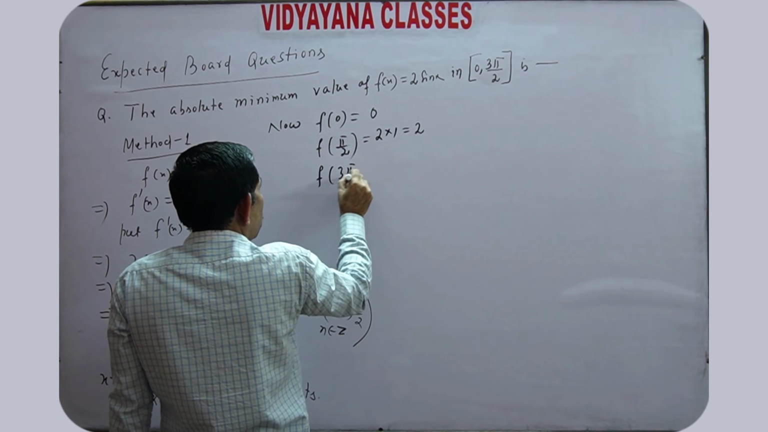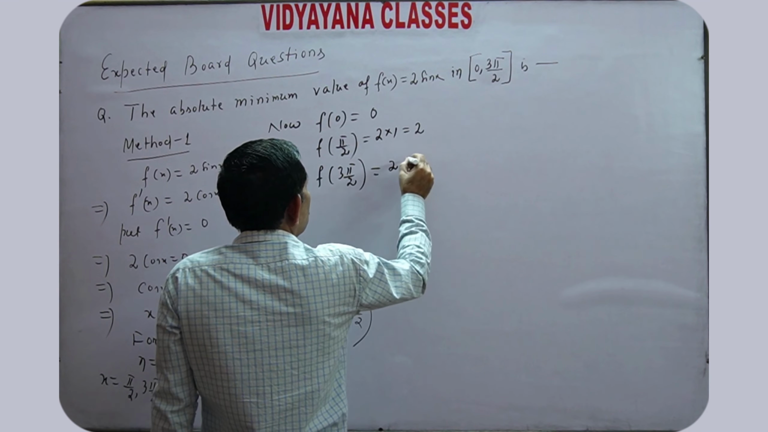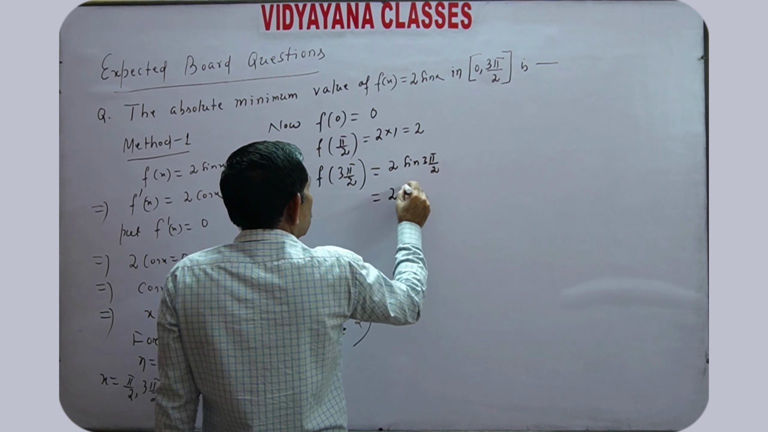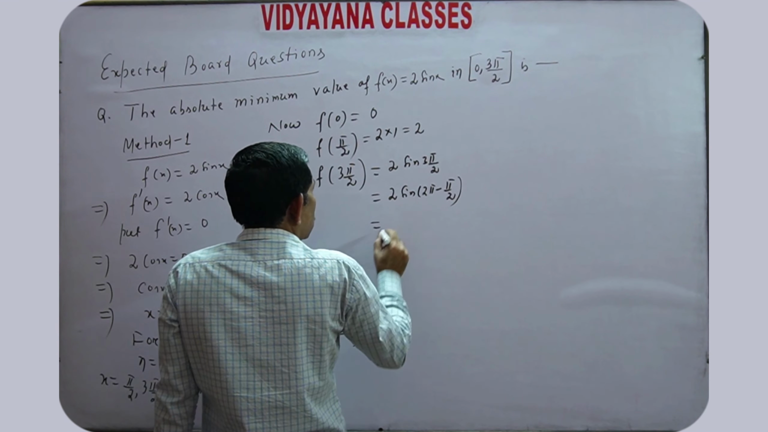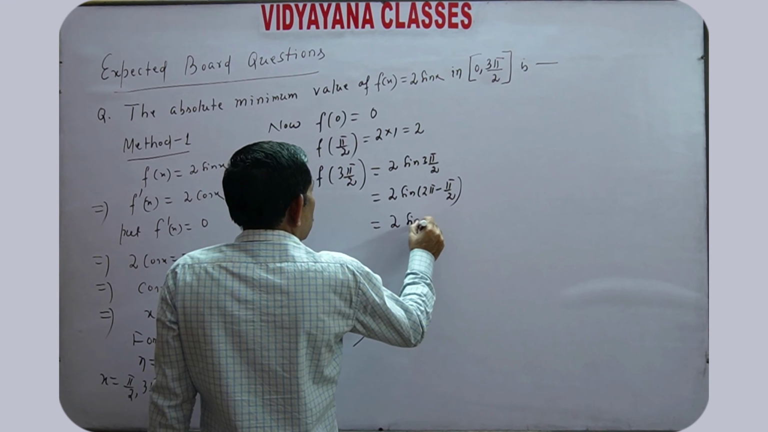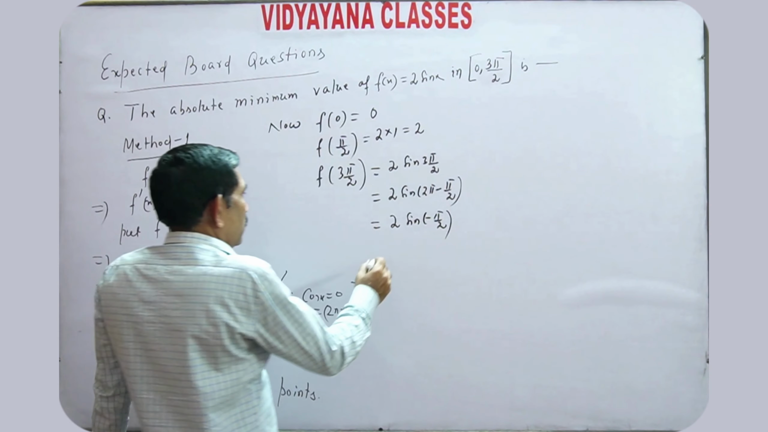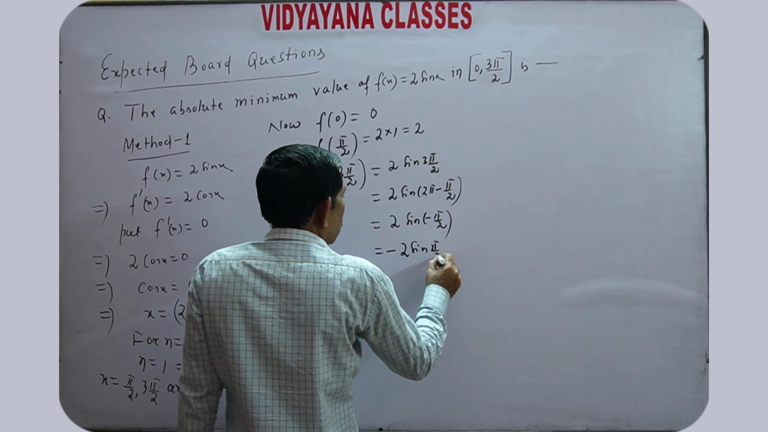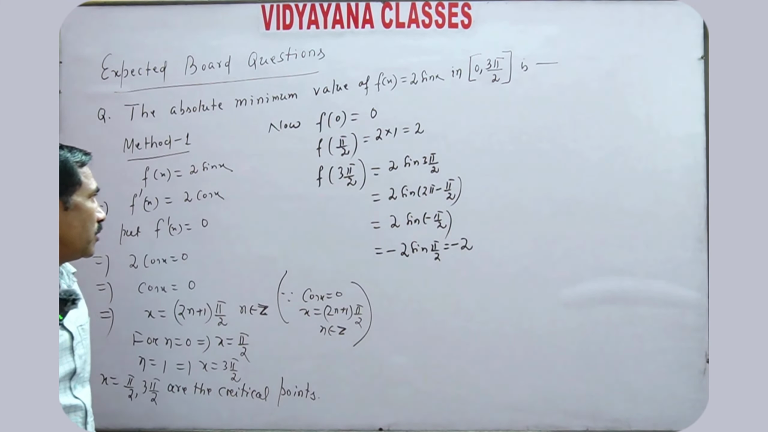f(3 pi by 2) is 2 into sin 3 pi by 2, which is equal to sin (2 pi minus pi by 2), which is same as 2 sin(minus pi by 2). 2 pi is equivalent to 0. Sin(minus theta) is equal to minus sin theta, which is equal to minus 2, since sin 90 is equal to 1.